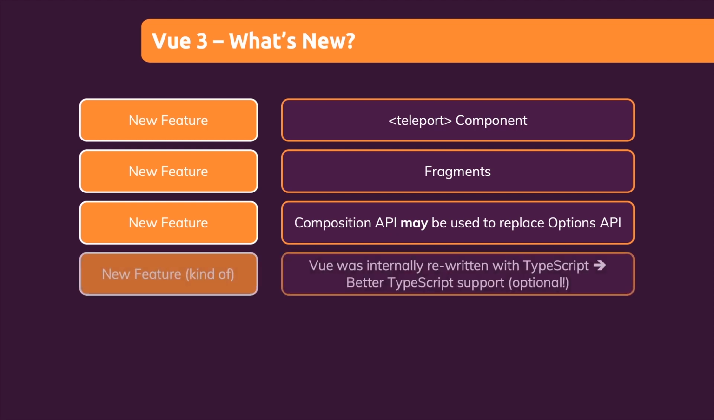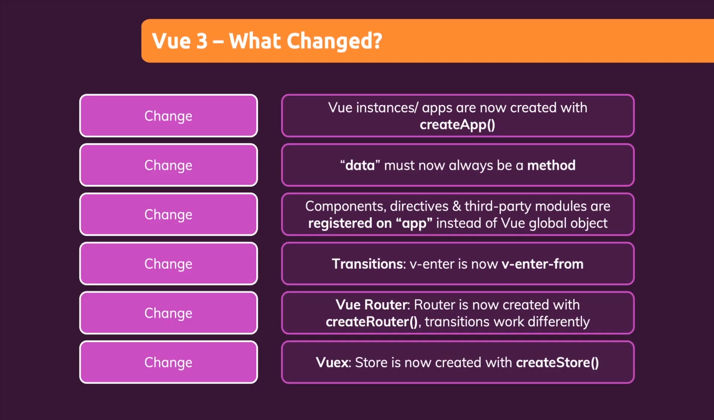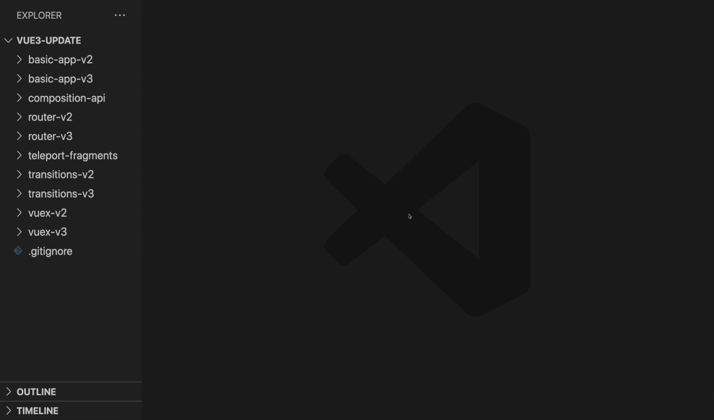And then, kind of a new feature, we got better TypeScript support. You could always use TypeScript with Vue, but since Vue 3 was internally rewritten from scratch and uses TypeScript internally, it now has better support. Now, using TypeScript is still optional, and at the moment, at least, I'm not using it for most Vue projects, but if you want to use it, you got better support. So that's the overview. With that, let's dive into the concrete examples.